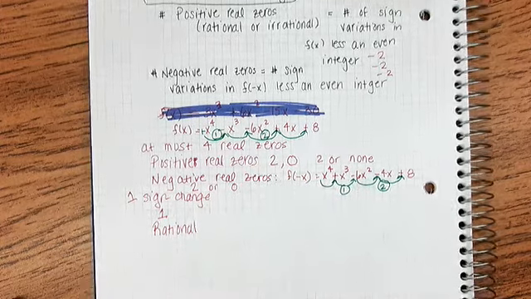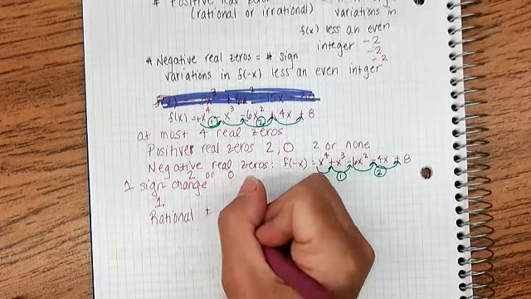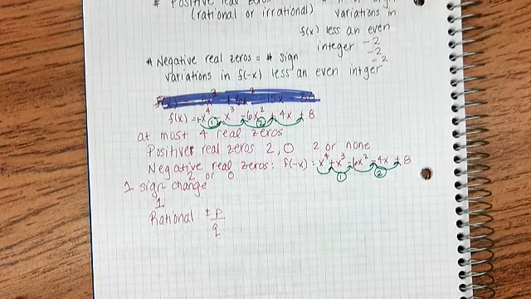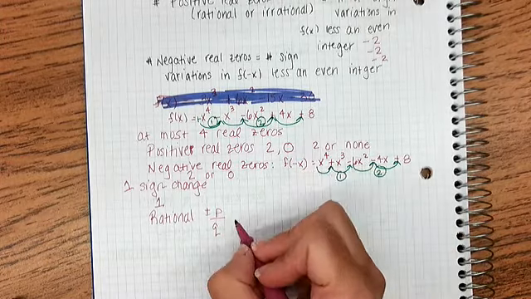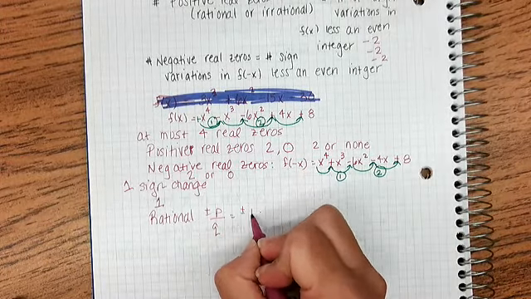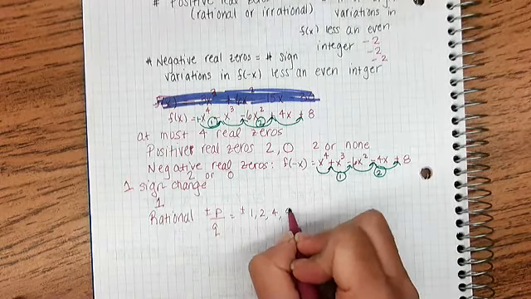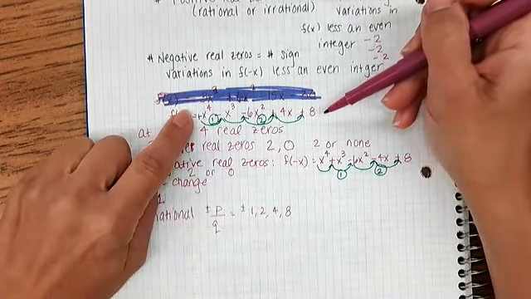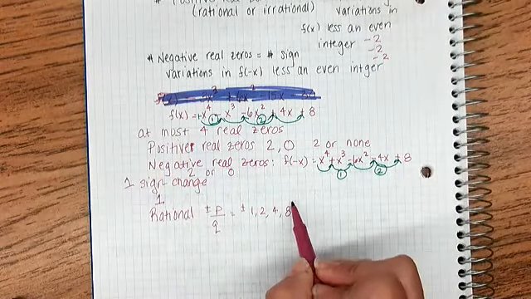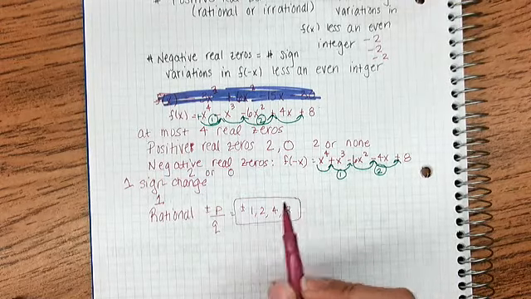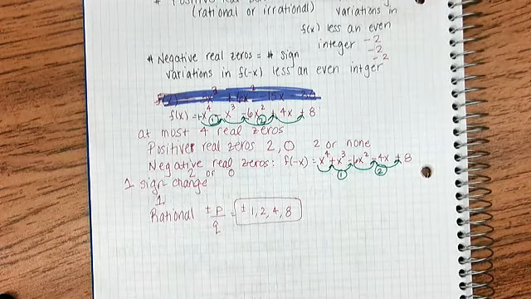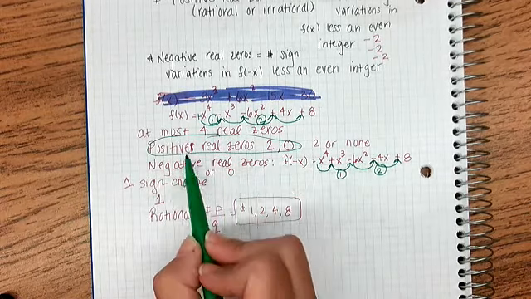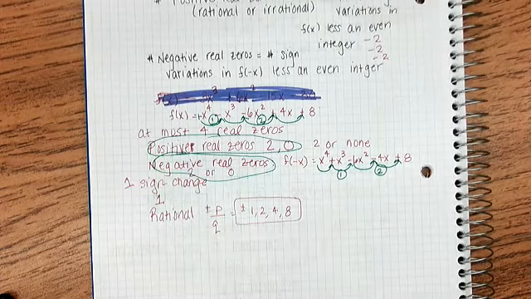Okay, the potential rational zeros come from P over Q. P over Q, the factors of 8: 1, 2, 4, 8. The constant is 8, over the factors of the lead coefficient. The lead coefficient is 1. So here are my potential rational zeros. And we said that positive real zeros, 2 or none, negative 2 or none.